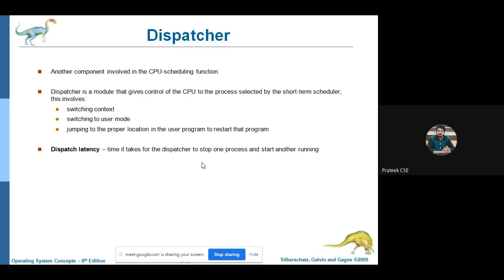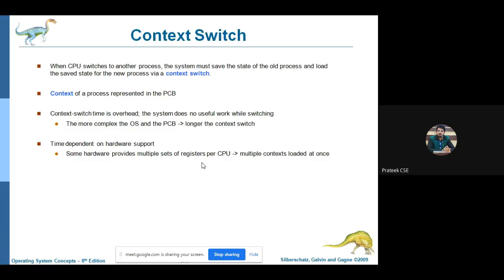Okay, so moving on to the last topic for today's lecture, which is context switching. It is another interesting topic where, whenever the CPU switches to another process, the system must save the state of the old process and load the saved state for the new process via a context switch.